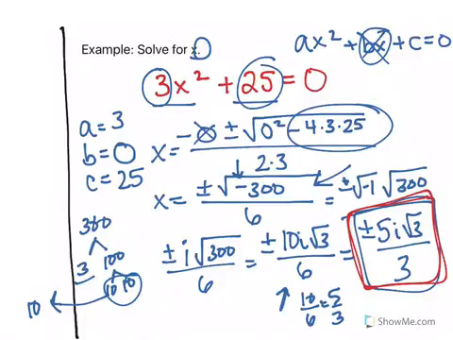Okay, so a little bit different because there's no bx term, but really you're doing the same thing. You're just going to set b equal to 0.